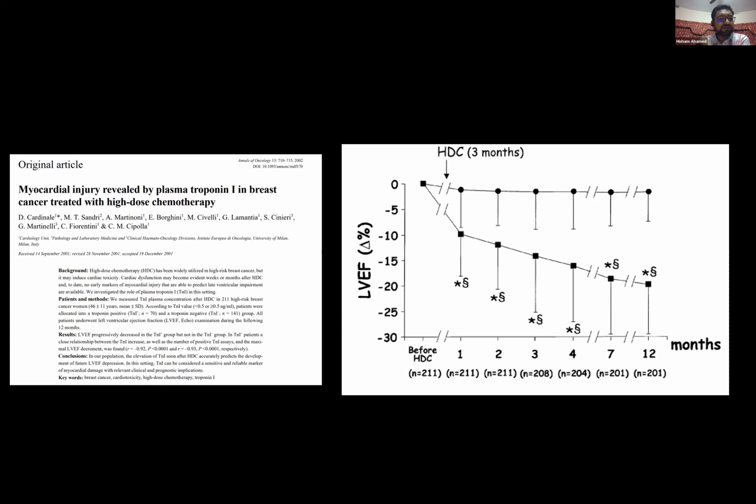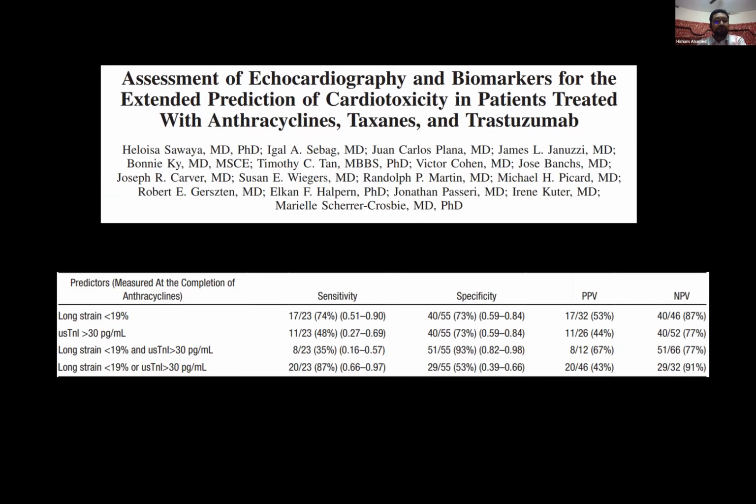Moving forward, this is a paper from the same group in which they looked at high-dose chemotherapy regimens in high-risk breast cancer patients. And they also found that the LV ejection fraction clearly and steadily declined in those patients who had troponin positivity. And this was a follow-up study over 12 months. Again, this is another seminal paper which demonstrated the concept of biomarker monitoring and its correlation with potential LV ejection fraction decline. This was another landmark paper by Crosby et al.